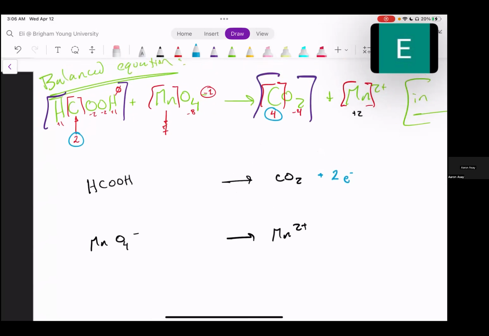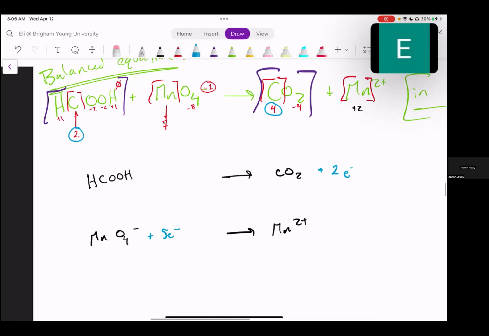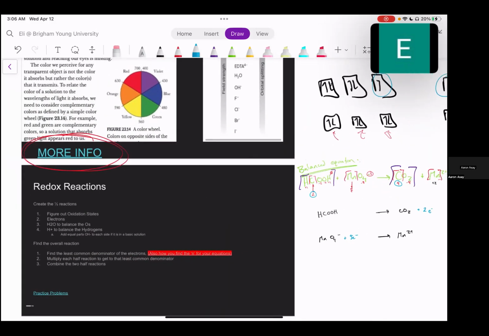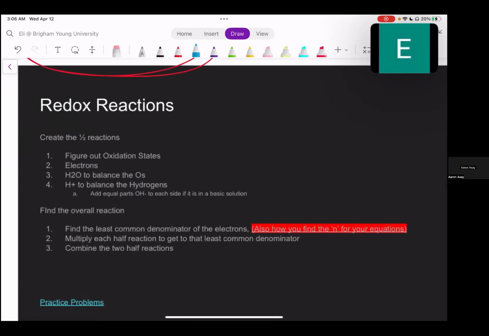For this one, we see that it's becoming more negative, right? 7 minus 2, so we're losing a charge of 5. So that means that it's going to be on the left side. It's going to be gaining electrons, meaning it's our cathode, and it's gaining 5 of those electrons. Awesome. So now, got to think it through. Come back over here and look and see that we figured out the oxidation states, we figured out the electrons.